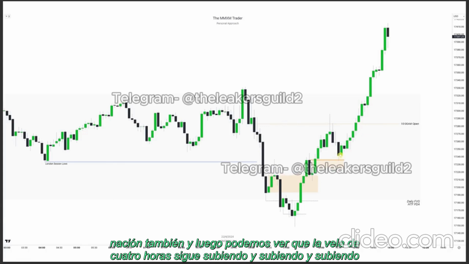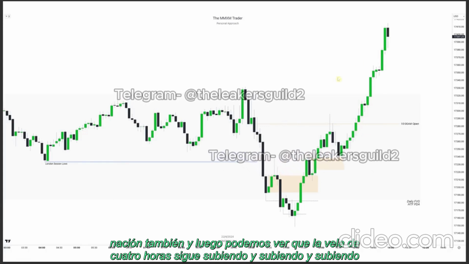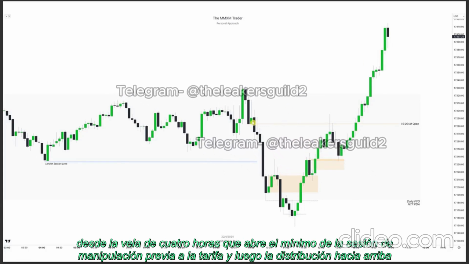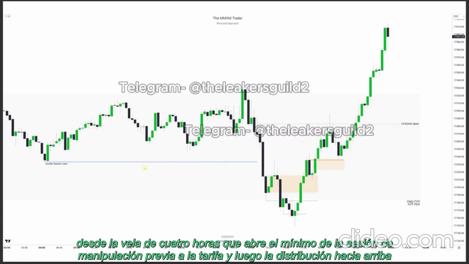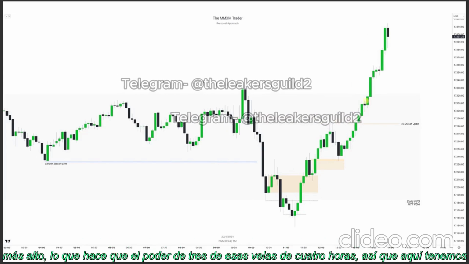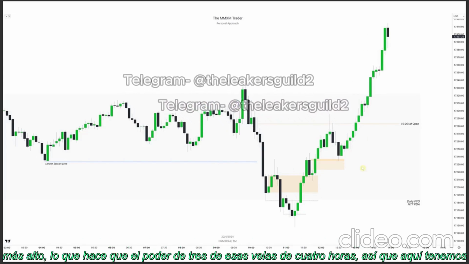Very powerful combination as well. And then we can see the 4-hour candle keeps going up and up and up. So from the 4-hour candle opening, the manipulation, previous session low, and then distribution up higher, making that the power of 3 of that 4-hour candle.